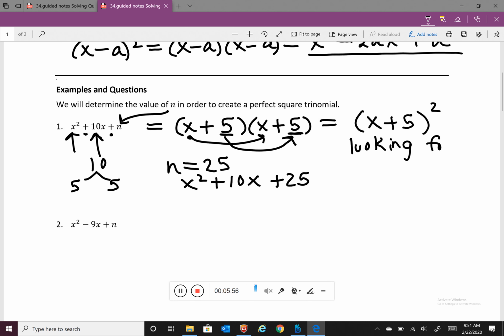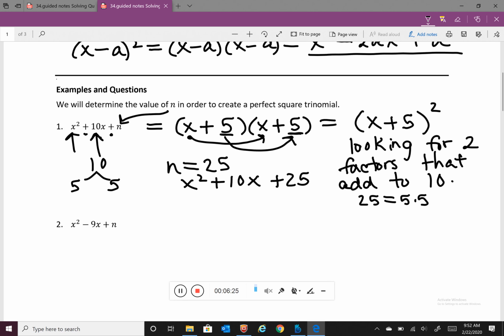So again, we're looking for two factors of 10, or pardon me, looking for two factors that add to 10. And so factors that add to 10 are 5 and 5, and 5 times 5 is our 25. That's the number that we're looking for.